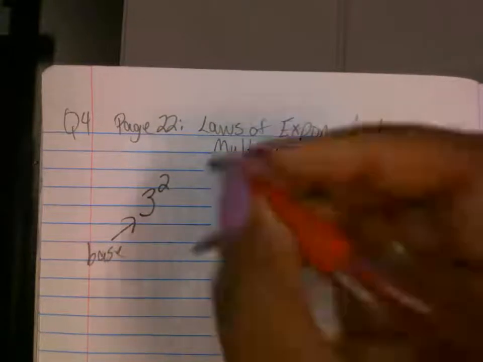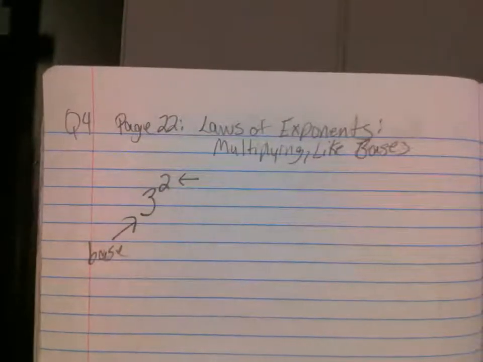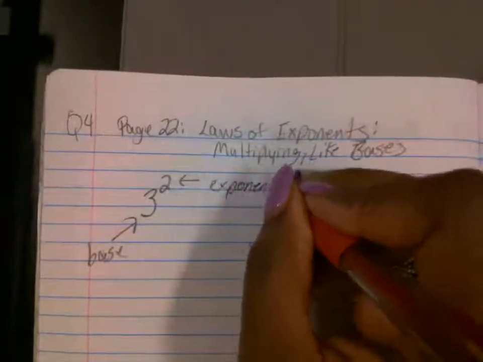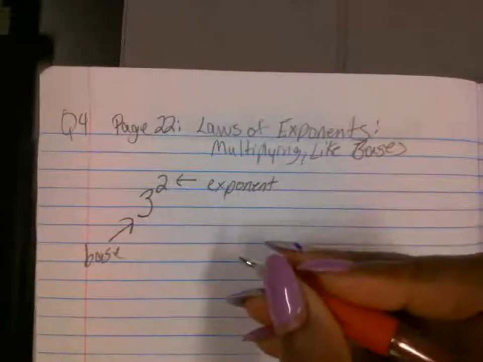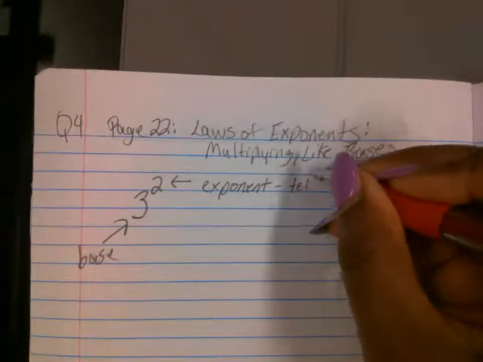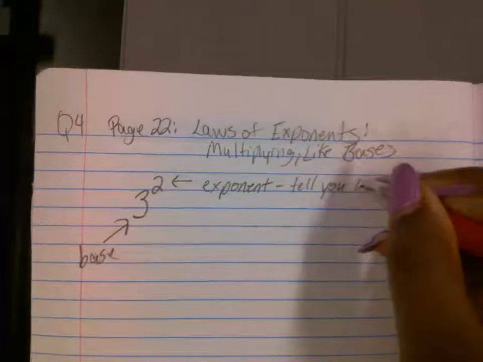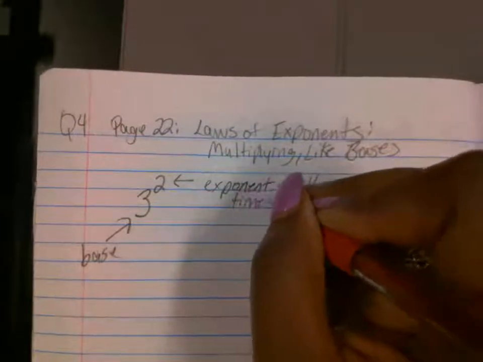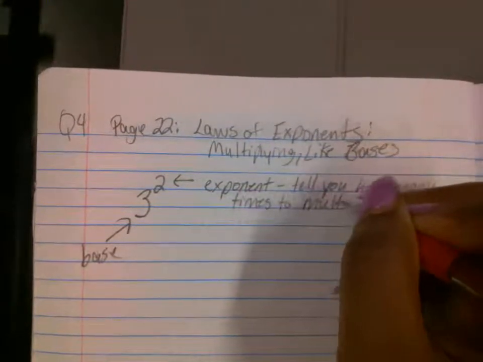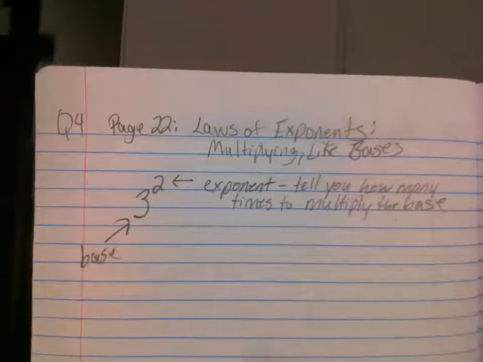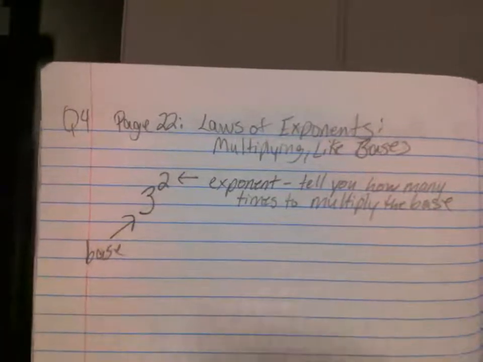So here, this is my base, the number at the bottom, like your basement's at the bottom of the house. And the smaller number in the right corner is called your exponent. The exponent, by definition, tells you how many times to multiply the base. So we're going to write the definition. Exponent tells how many times to multiply the base. The base is the number that is being multiplied.